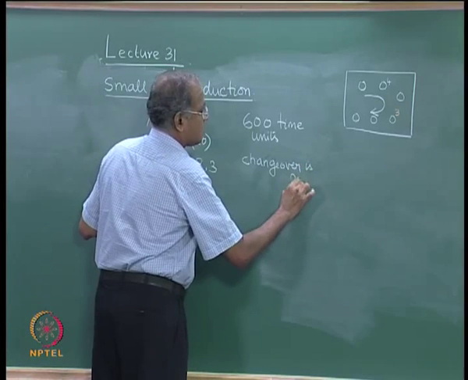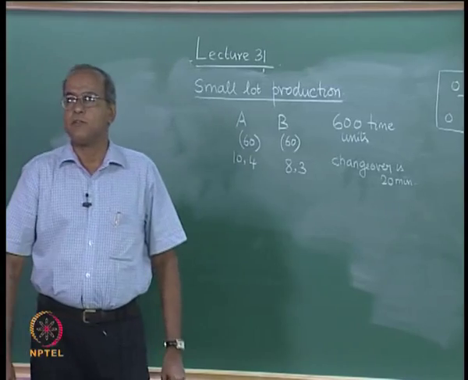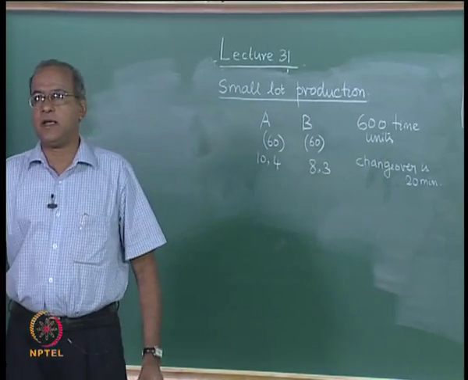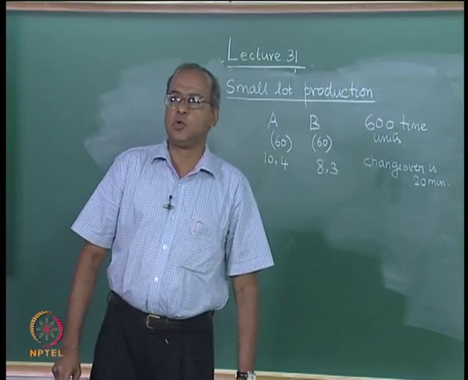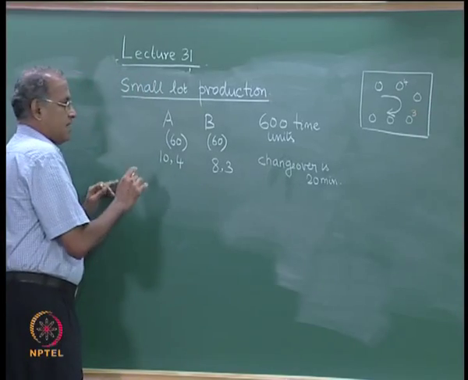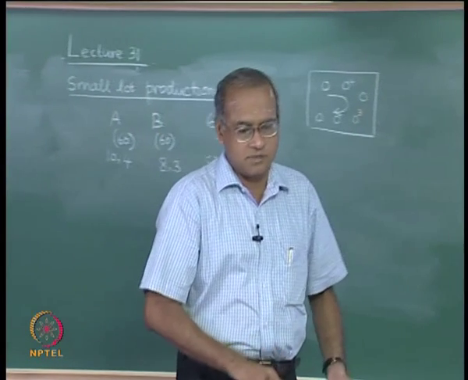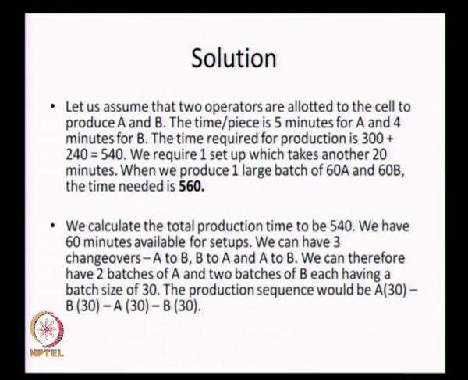Changeover time is 20 minutes. Find the minimum batch size for A and B. Consider that 2 and 3 operators are available and the setup time is reduced to 10 minutes. So, 2 operators are allotted to A and B. We look at case 1, where there are 2 operators.